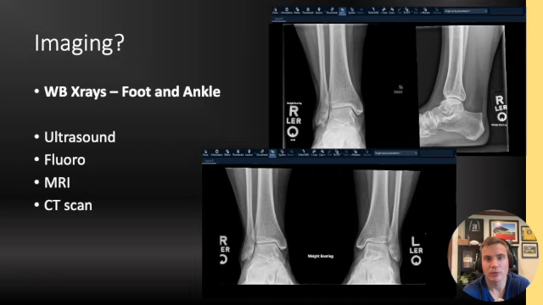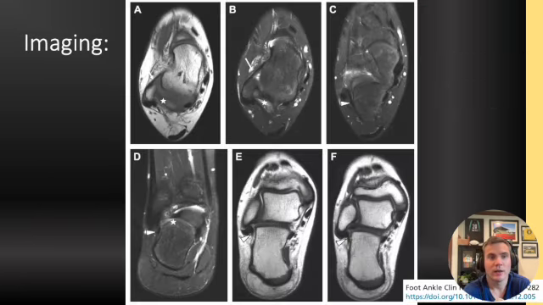We don't jump to those immediately, but if I suspect a different diagnosis, for example a lateral process fracture of the talus or an osteochondral lesion, then I'm going to get additional imaging in those cases. Just a word on the MRI imaging, and there's so much pathology that I just talked about.